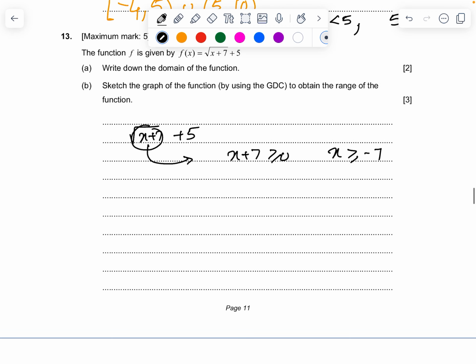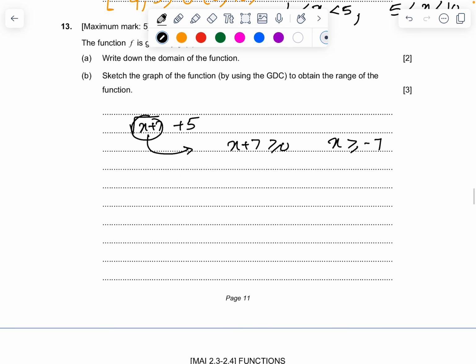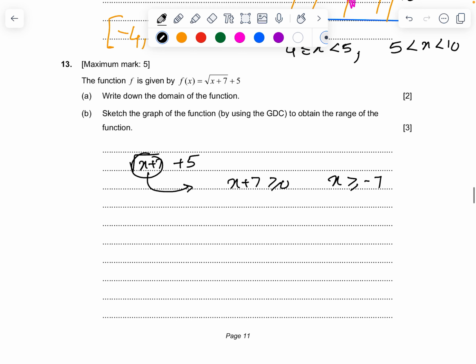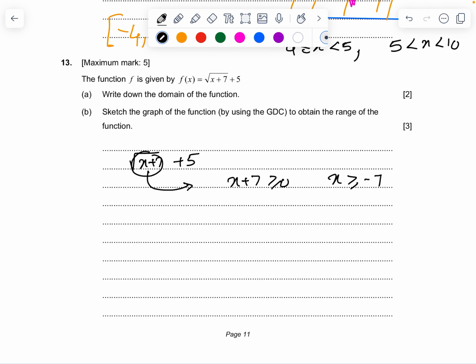Sketch the graph using the GDC and obtain the range. So when I'm trying to draw the graph by the GDC, you can see that the graph will start from 5 and go out like this. So y is greater than or equal to 5.